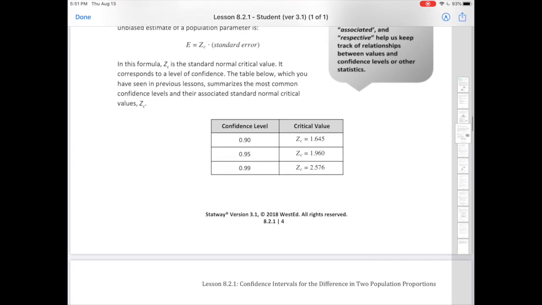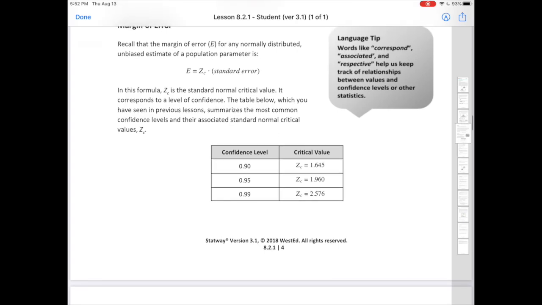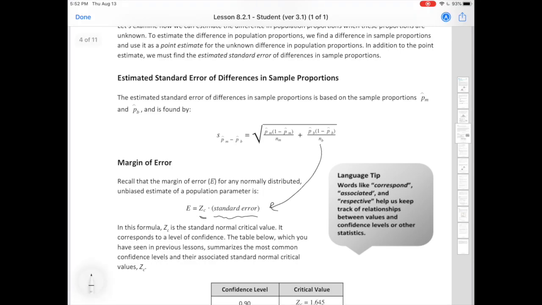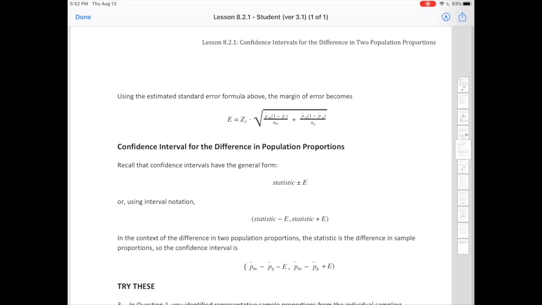So if we look here, confidence level, critical value, this table should look familiar. We use this exact same table when we were doing confidence intervals in Module 7. The only difference is now we're going to be using the confidence intervals to tell us the difference in sample proportions, okay? So these are the values. And look at this formula. The E is going to equal the Z value times the standard error. Remember, the standard error is given by this, okay? So this becomes our formula then. Using the estimated standard error formula above, the margin of error becomes right there, okay? It's that formula. It should look familiar to you. The only difference is that there's more stuff under the square root.